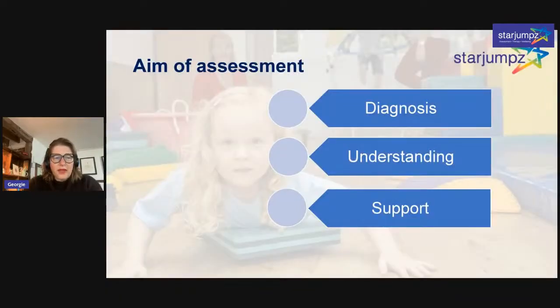I thought it would be quite helpful just to start off by thinking about the aim of assessment, because I know that many families come to us with slightly different ideas about what they want to get out of the assessment. I guess for a lot of people it will be to explore whether there is an underlying neurodevelopmental condition that might explain particular challenges that their child is facing. So the assessment may well lead to a diagnosis if that's felt appropriate.